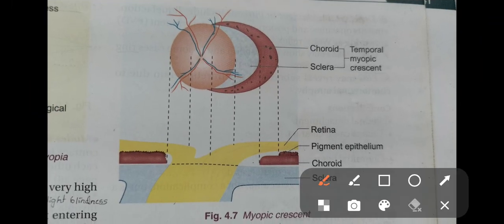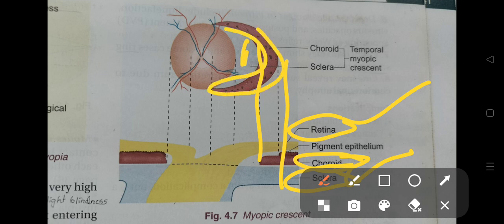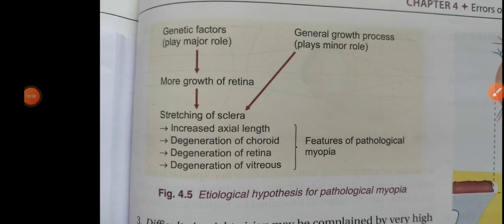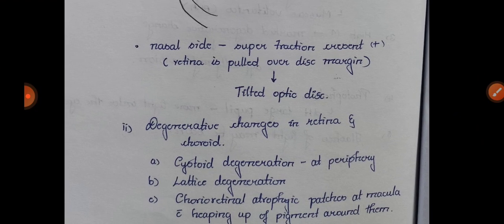Let me explain. Here you can see retina is there, and below will be sclera. Sclera, choroid, retina, these three layers. Retina and sclera are distensible, they expand, but the choroid remains at the same place. Both expand, that's why this type of crescent is seen. Crescent, moon shape. Temporal myopic crescent, try to remember it. On the nasal side there is traction, and the temporal myopic crescent is seen.